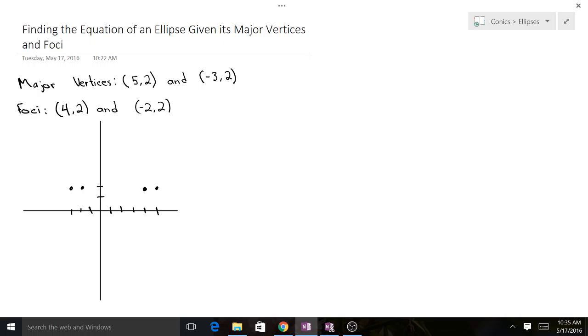Since the major vertices and the foci are along this line, we know that the x direction is the major axis. That tells me the form we're going to use is not (y - k)^2 over a^2 plus (x - h)^2 over b^2 equals 1, because a is the major axis length, and that is not in the y direction in this case, it's in the x direction.